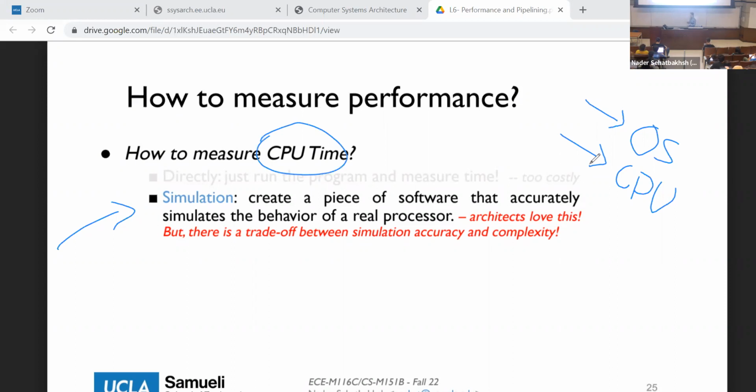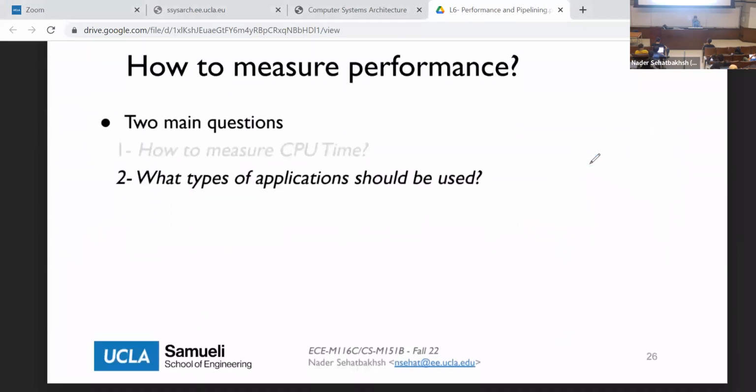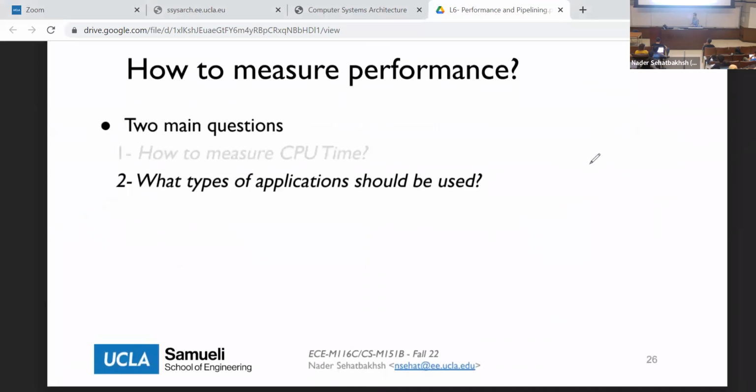So if you would ask, why are we doing this? It's because in reality, there are very detailed models that analyze and simulate your CPUs for performance reasons. Okay. So that's how we measure the CPU time.